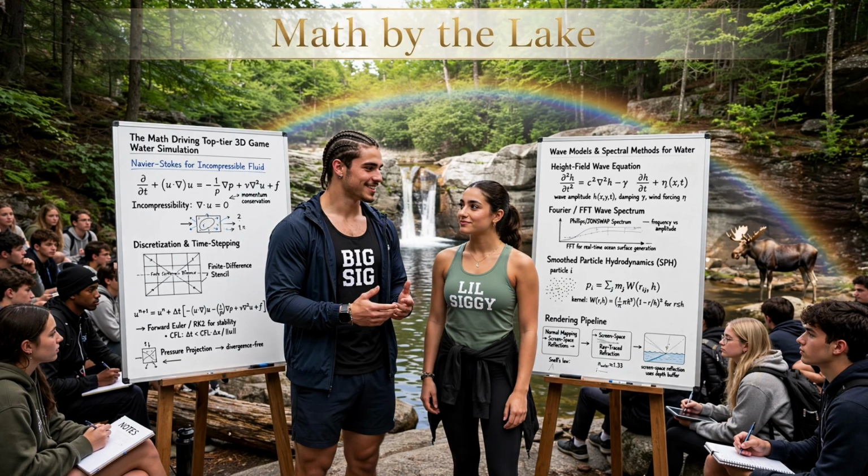Let's start at the foundation, though. Before we could even think about writing a line of WGSL code, we need to know how to actually move a single vertex in a way that looks like a wave. Back to basics. If we look back at the early days of computer graphics, how did pioneers first approach this problem of moving water?